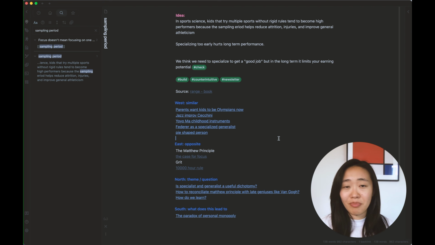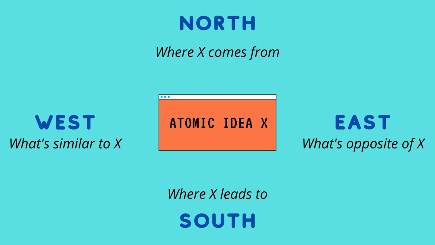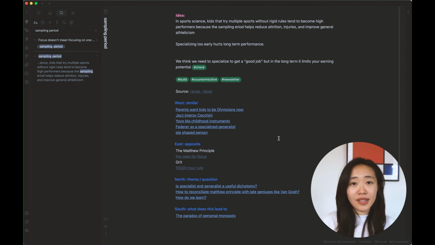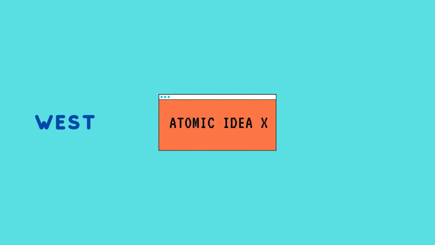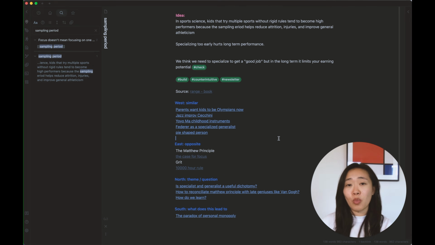Or if you think better with this type of visual, right, this is the idea in the middle and you're going in different directions. Let's start from west. This is, I think, one of the easiest ones because it stretches your thinking about what's similar. What are the things that support this idea? So already we've done the supporting idea part, right? That's the anecdotes, that's the studies, those are the tools. But also we can think about what other concepts are similar to this idea or related to this idea.